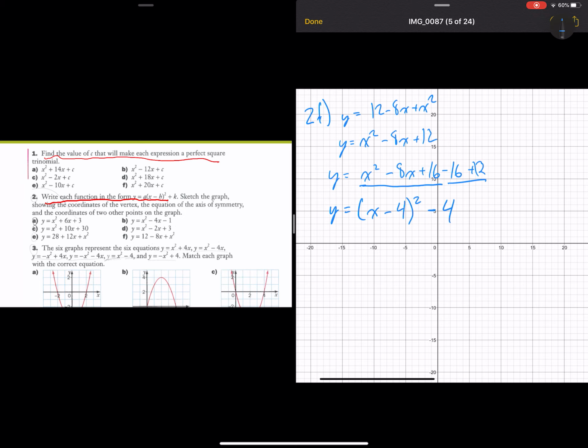And how are we going to draw that? We're going to move out 4 and down 4. And then we're going to draw our step pattern. 1, 3, 5. And 1, 3, 5. And it's going to look like this. Here is our axis of symmetry. x equals 4. Our vertex is 4, minus 4. That's a nice point. We can say another point is 6, 0. Another point here is 2, 0. Done.